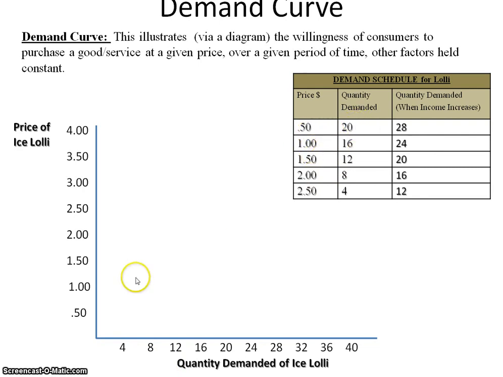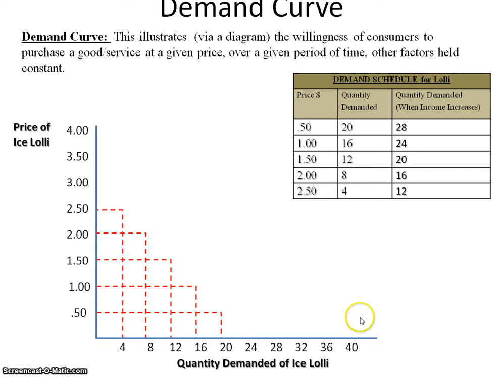At 50 cents, 20 units were demanded by this consumer. At $1, 16 units were demanded. At $1.50, 12 units were demanded. At $2, 8 units were demanded. And at $2.50, 4 units were demanded.